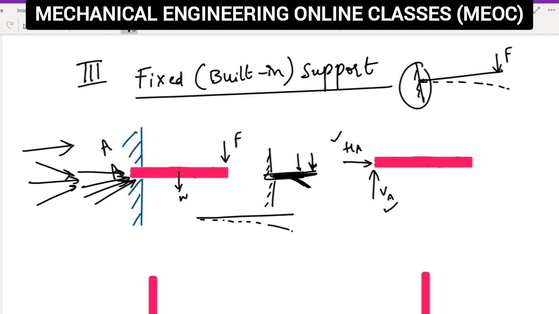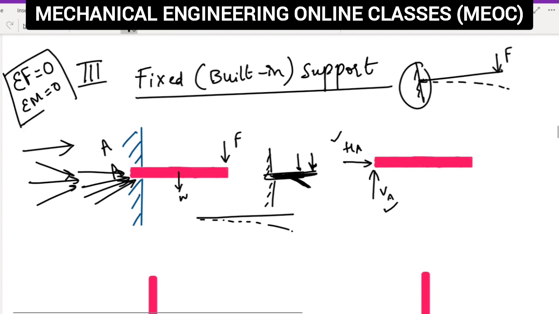It is in equilibrium only because it has support reactions. Support reactions are helping the system to remain in equilibrium. And already we have learned that for an object or system to be in equilibrium, two conditions must be satisfied. One is sigma F equal to 0, the sum of all forces should be 0, and the sum of all moments about a point should also be 0. Here the sum of forces we can somehow find out.